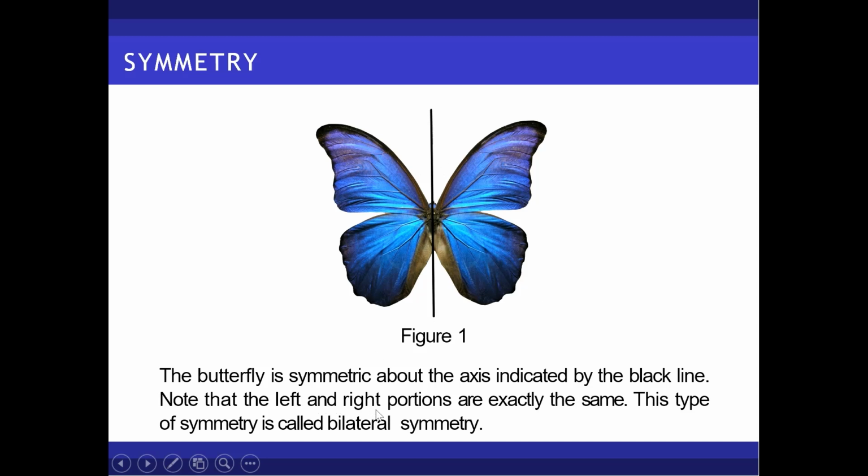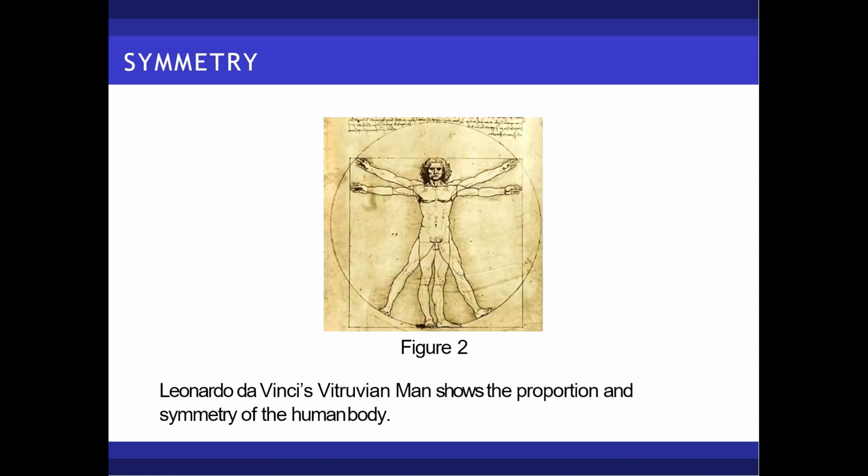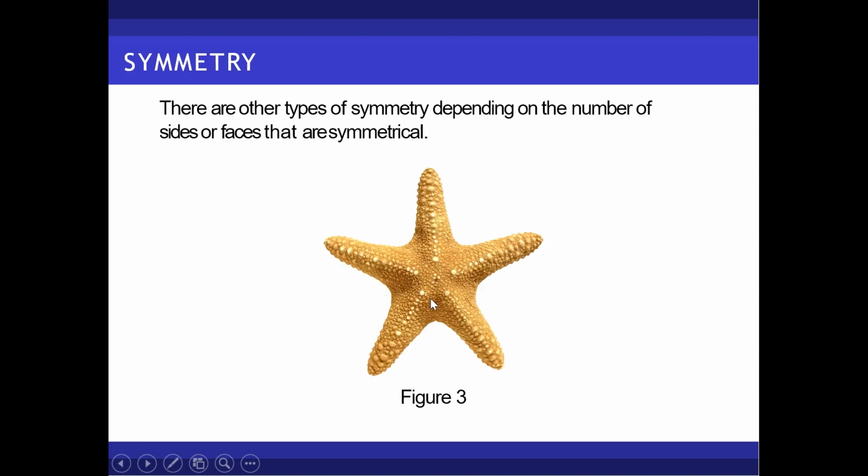Note that the left and right portions are exactly the same. This type of symmetry is called bilateral symmetry. Another example is Leonardo da Vinci's Vitruvian Man. It shows the proportion and symmetry of the human body.